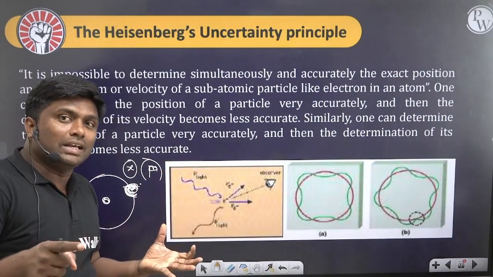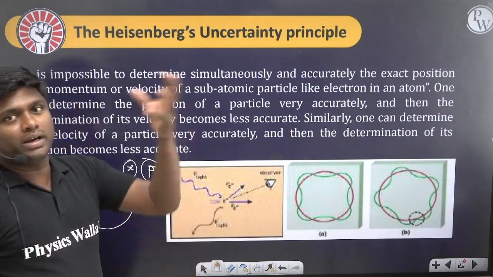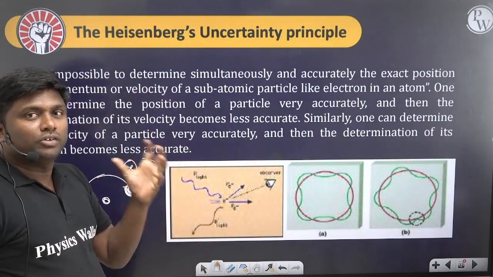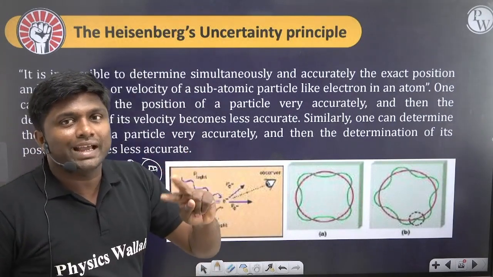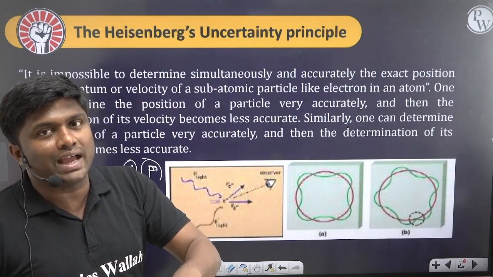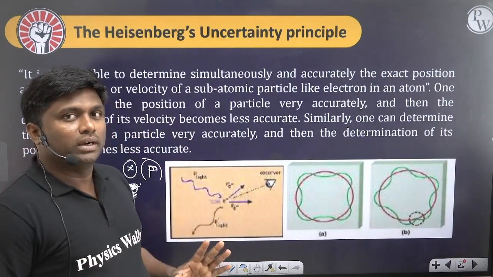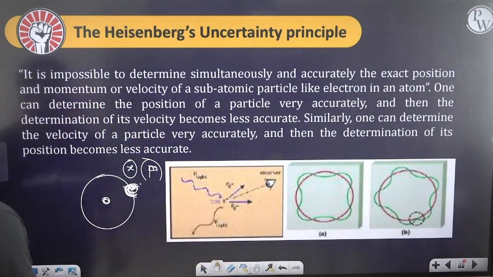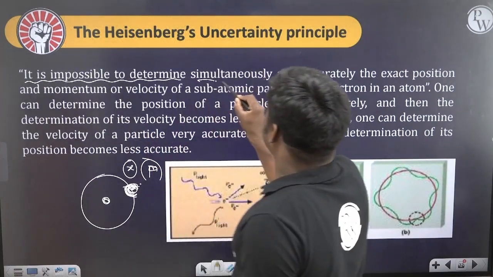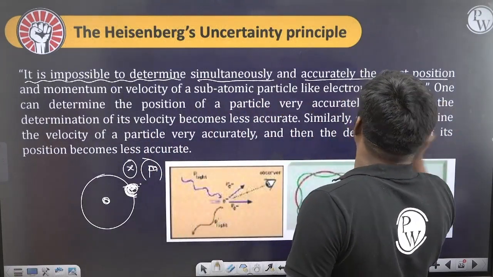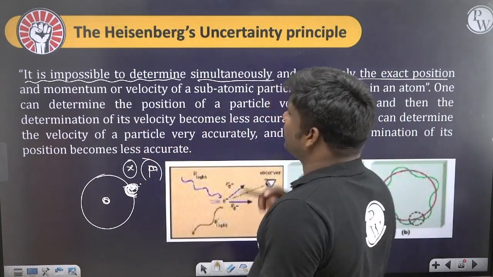If you are calculating the position, its momentum will be changed. If you are calculating the momentum, its position will be changed. It means you cannot accurately calculate both the values simultaneously. That is the Heisenberg understanding: it is impossible to determine simultaneously and accurately the exact position and momentum.